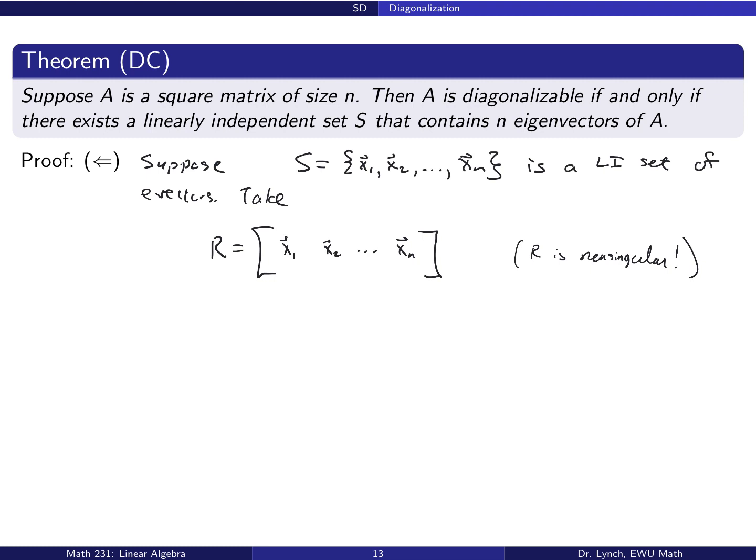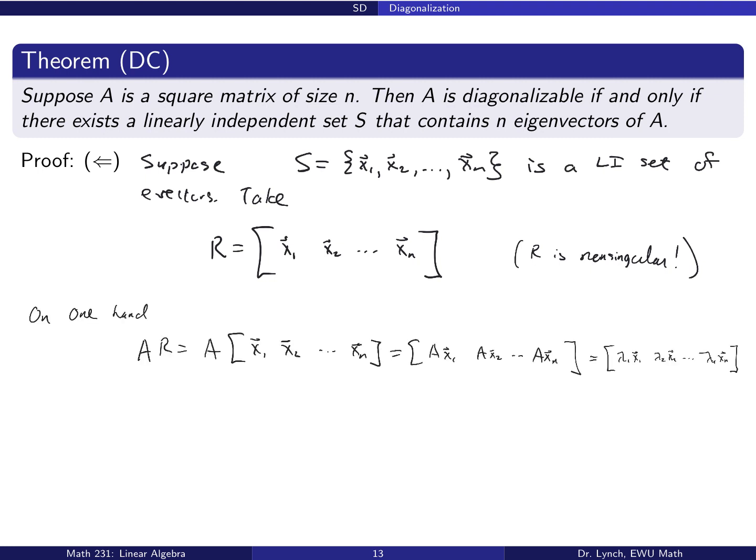So we'll go ahead and have a look at A times R. On one hand, A times R should be the matrix with A x1 in its first column, A x2 in its second column, and so on. Now this is just the matrix with columns lambda 1 x1, lambda 2 x2, and so on, right? Because the lambdas are the eigenvalues of the matrix A. Now, on the other hand, we can have a look at this matrix a little more carefully.